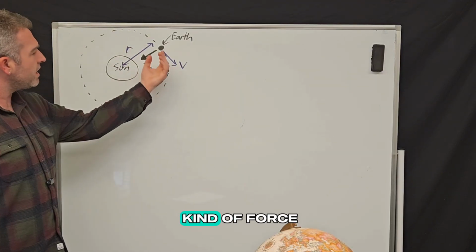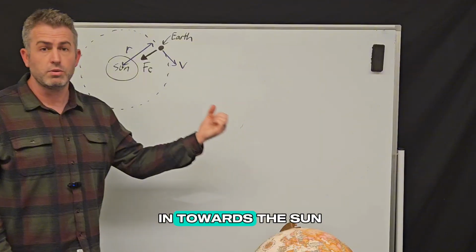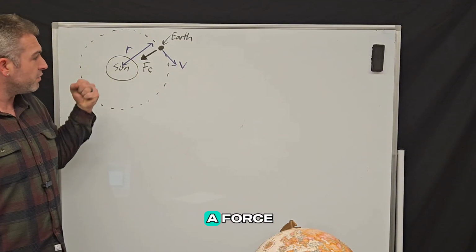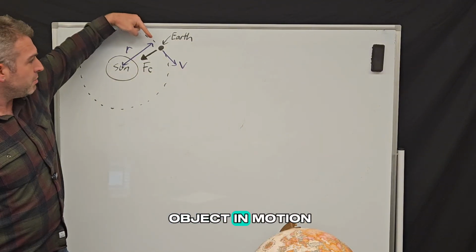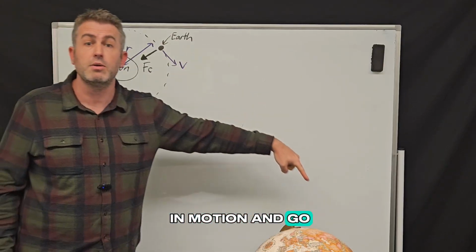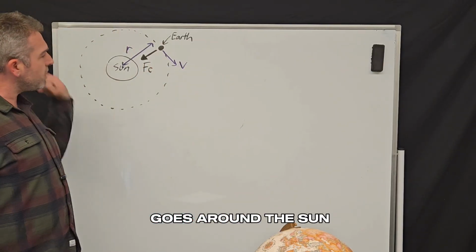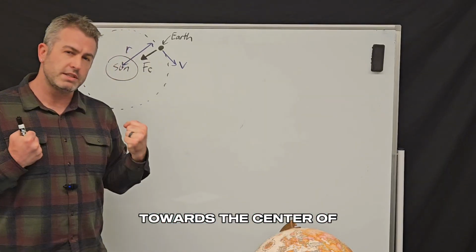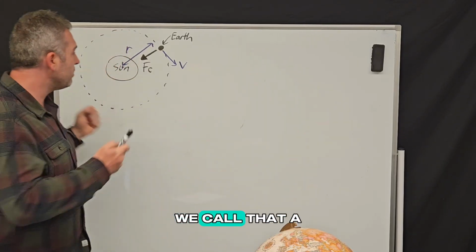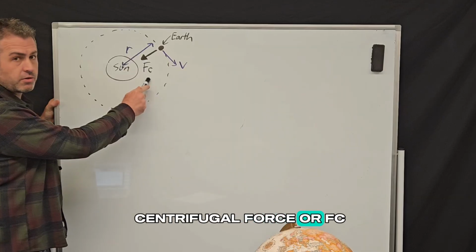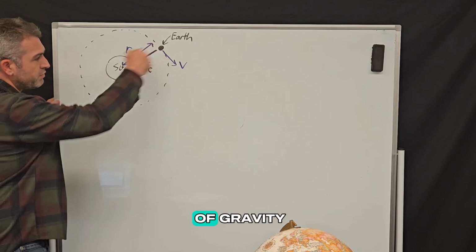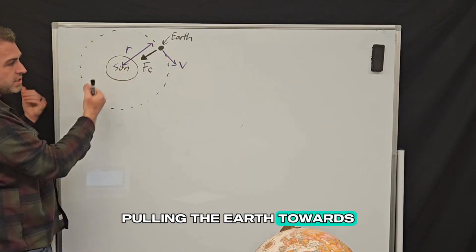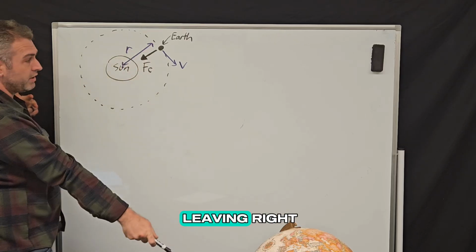And so there's some kind of force that's pulling the Earth in towards the sun, because if there wasn't a force, the Earth is an object in motion. It would just continue in motion and go into space. And so as it goes around the sun, anytime there's a force pulling something in towards the center of a circular path, we call that a centripetal force, or FC. So that's the force of gravity pulling the Earth towards the sun and preventing it from leaving, right?